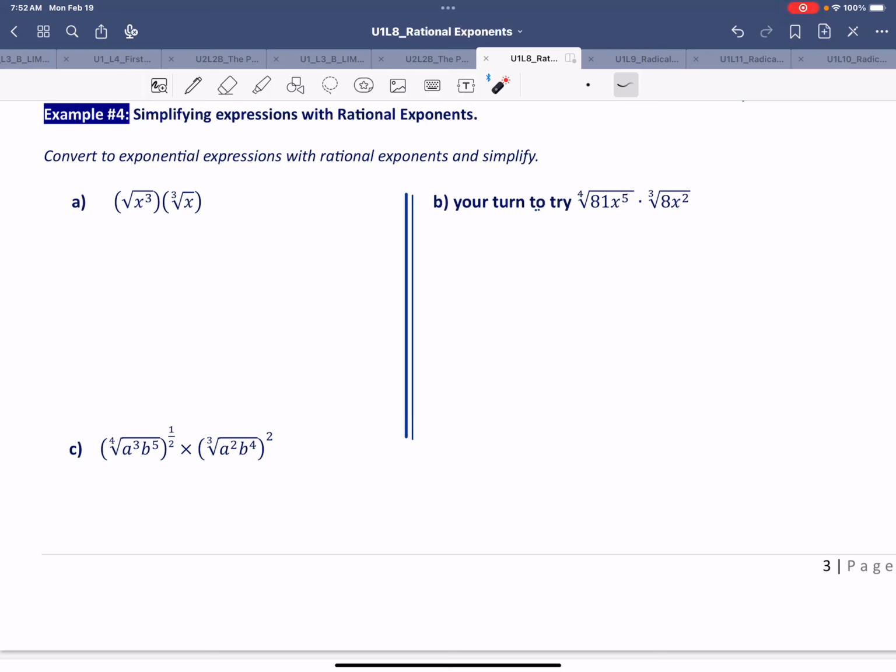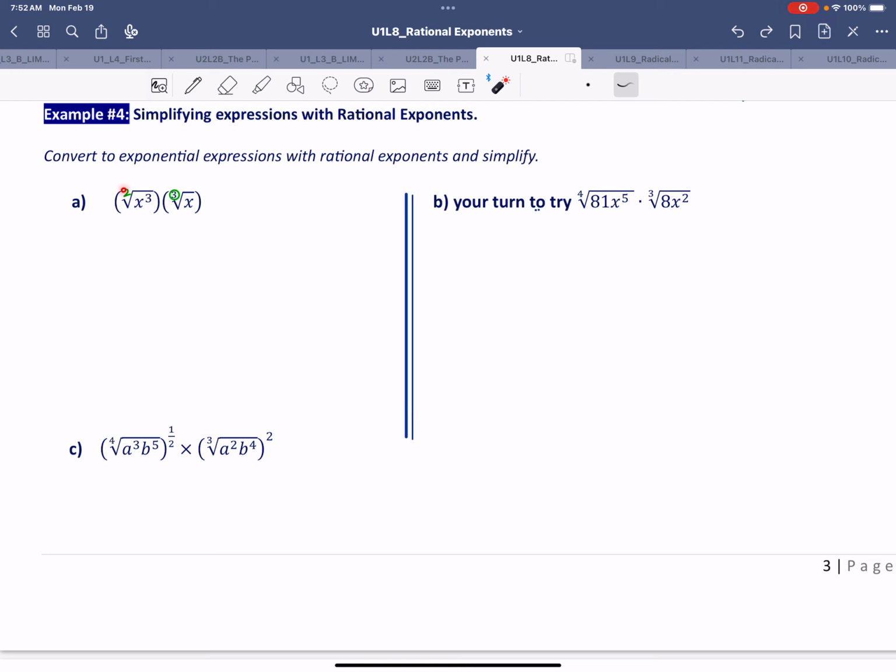Let's take a look at some examples of simplifying algebraic expressions given in radical form by first converting them into expressions with rational exponents. So let's get started. Example A, we have the square root of x to the power of 3 multiplied by the third root of x. First, we'll need to write these radical numbers into exponential numbers with rational exponents.